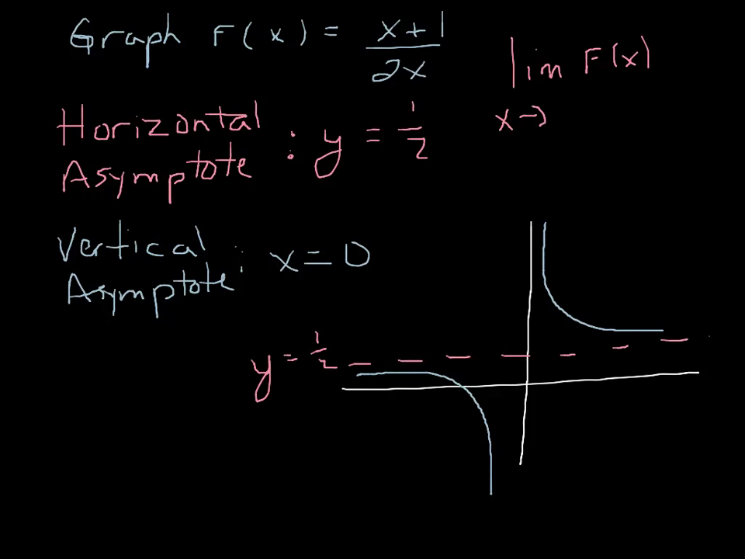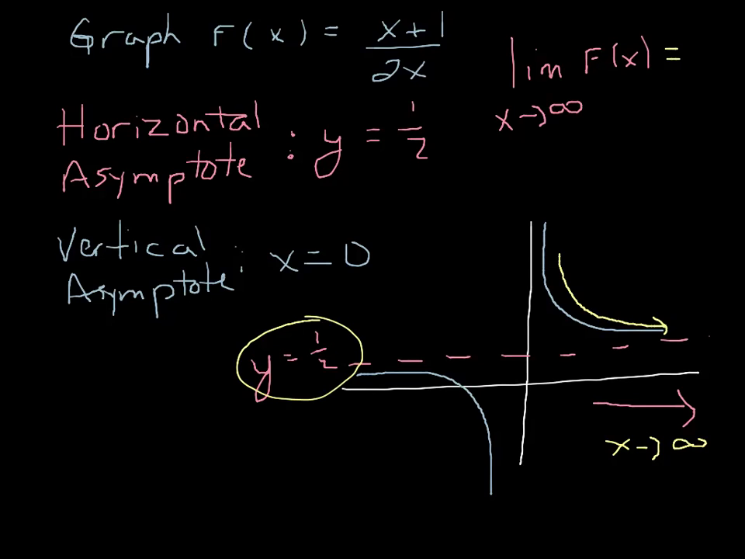Okay? So if we were to look at the limit of f of x as x is approaching infinity, you can see over on this side, my x's are going to infinity. What is happening to the graph? Well, the graph is coming down and it's getting closer and closer and closer to this line of y equals 1/2. And even though it's going to get closer and closer, it's never actually going to reach it. So the limit as we go to infinity is going to be positive 1/2.